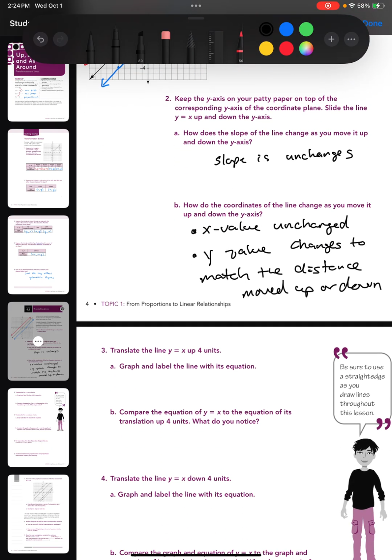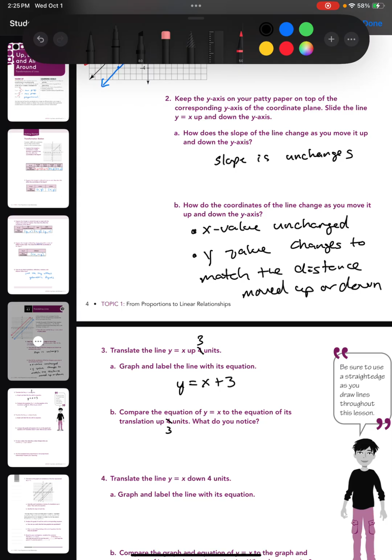All right, 3 says translate the line y equals x 4 units up. Well, I did 3 on the graph, so I'm going to change that to 3 just to make it easier since I already graphed it. And it says graph and label the line with its equation. If we move it 3 units up, the new equation is going to be y equals x plus 3.